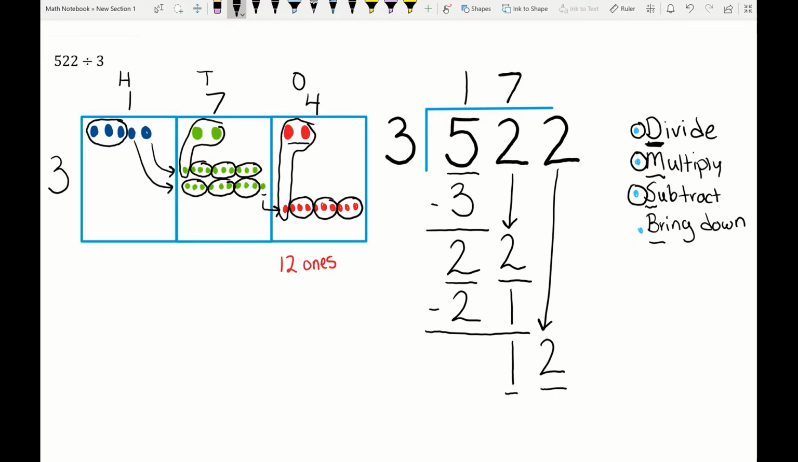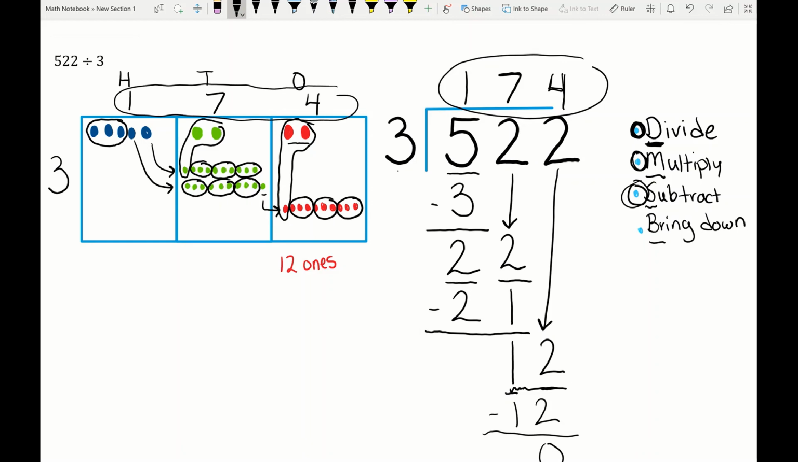Let's show this in the standard algorithm. 12 divided by 3. I am dividing. Well, there's 4 groups of 3. 12 divided by 3 is 4. Next step is multiply. 4 times 3 is 12. I subtract. Nothing remains. You can see we got the same answer using the place value strategy and the standard algorithm.